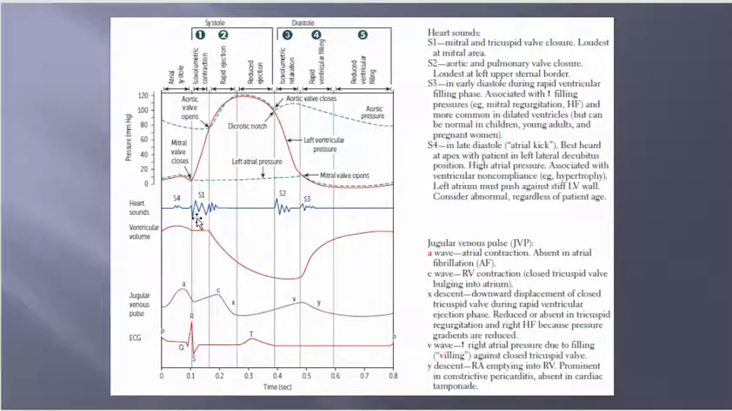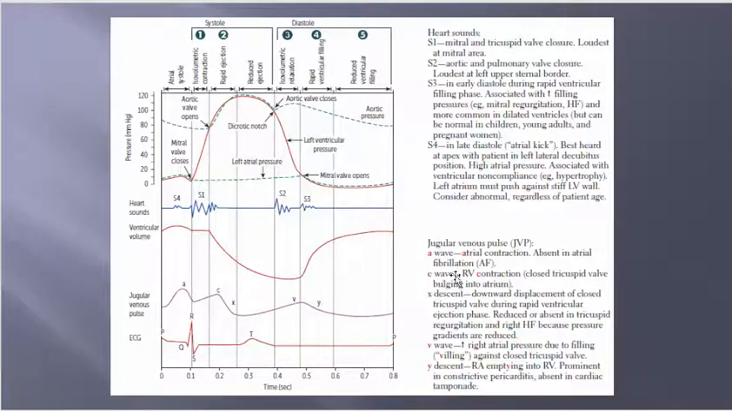Isovolumetric contraction is an S1, that's the start. The relaxation is the start of diastole, and that's S2. And don't forget, it's the same as lub-dub. A wave, atrial contraction. Okay. So we're talking right here. Atrial contraction absent in atrial fibrillation.